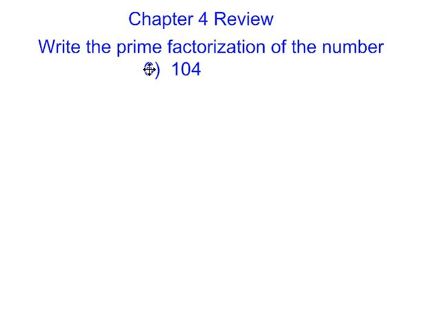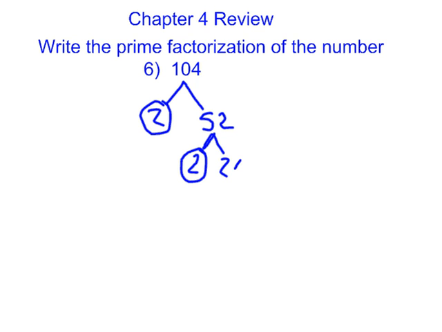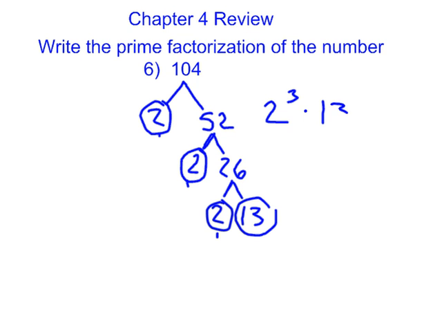So we're going to start with 104, and you want to think to yourself, what times what goes into 104? Two products that can be multiplied to get 104 are 2 and 52. 2 is a prime number, so I'll circle it. And then 52 would be 2 times 26. And 26 would be 2 times 13. And 13 is a prime number. And so the prime factorization is going to be 2 to the third power times 13.